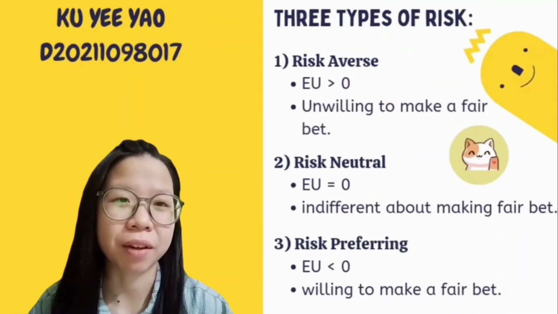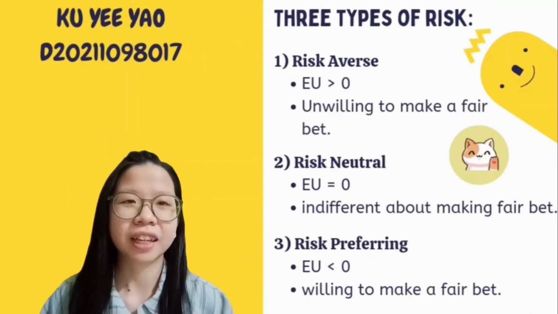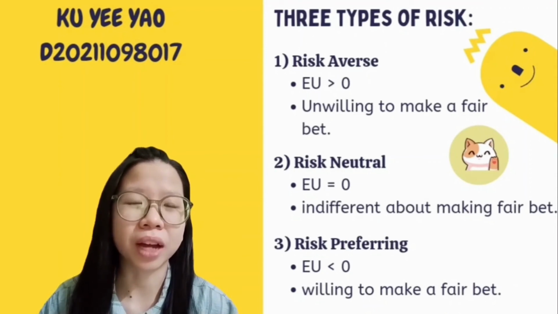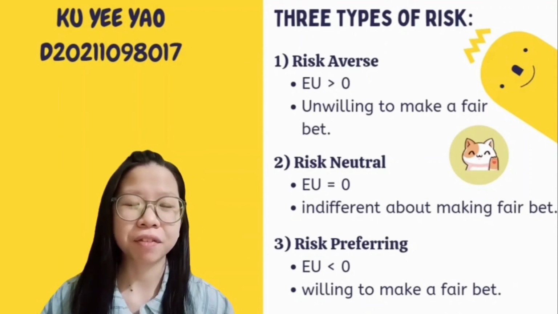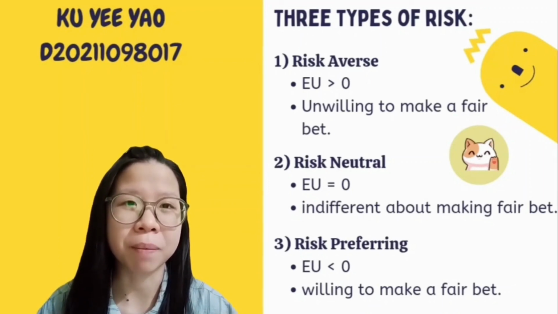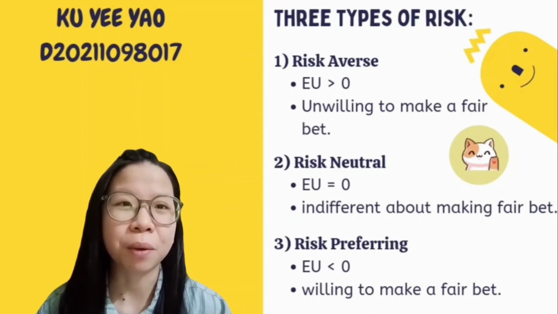Now, we have three types of risk. If the value of EU is bigger than 0, that means it's risk averse. Risk averse means someone is unwilling to make a fair bet. If the value of EU is equal to 0, it means risk neutral. Risk neutral means someone is indifferent about making a fair bet. Last, if the value of EU is smaller than 0, it means risk preferring. Risk preferring is someone willing to make a fair bet.